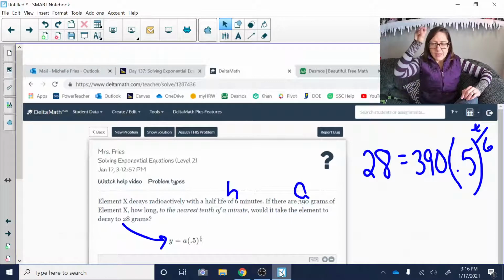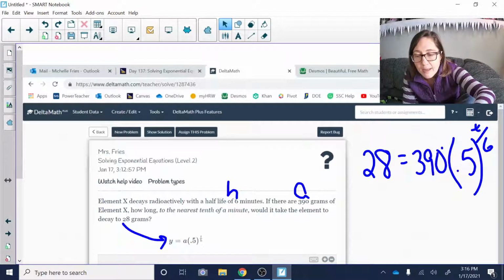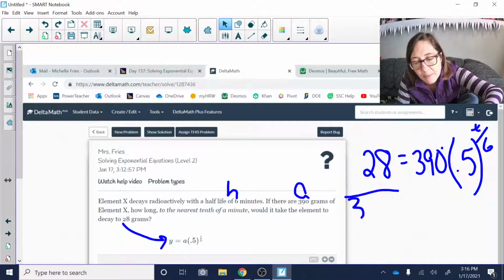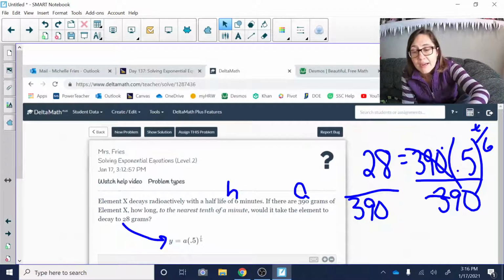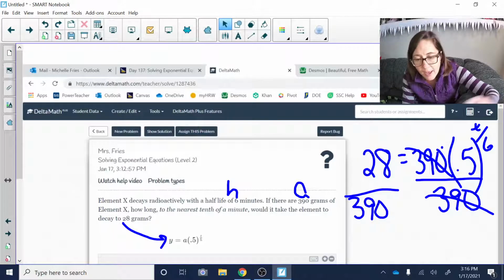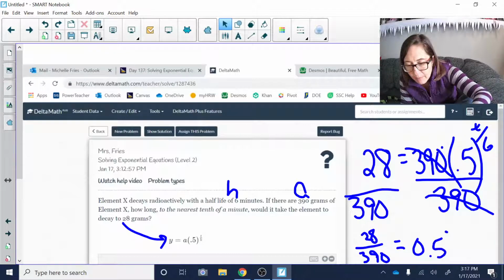So our variable is up in the exponent. It's getting divided by the 6. It's 0.5 to that, so it's been exponentiated, and then it's multiplied by the 390. So if we're going to reverse this, we need to get rid of that 390 first. The bond is multiplication, so the way to break that bond is to divide. So we're going to divide on both sides by 390. There's the fairness at play. The 390s cancel on the right, so I'm going to have 28 over 390 equals 0.5 to the t over 6.